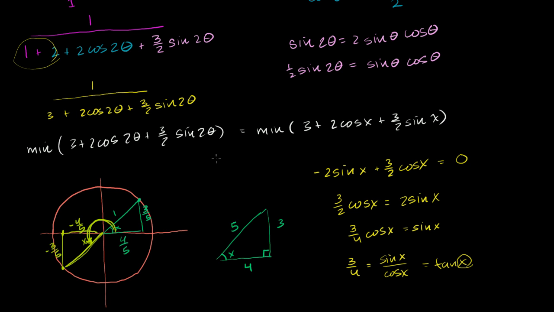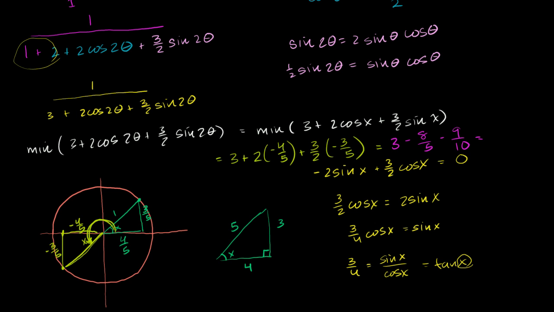So the minimum is going to be equal to 3 plus 2 times cosine of x. We're using this one over here. Cosine of x here is negative 4/5. And then plus 3/2 times the sine of x. Sine of x here is negative 3/5. And what is this going to be equal to? This is going to be equal to 3 plus, this is negative 8/5, maybe I should write 3 minus 8/5 minus 9/10.